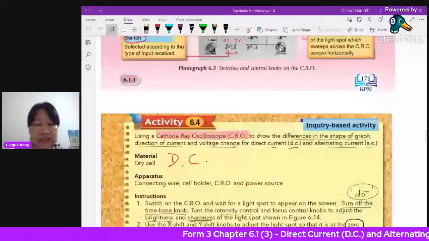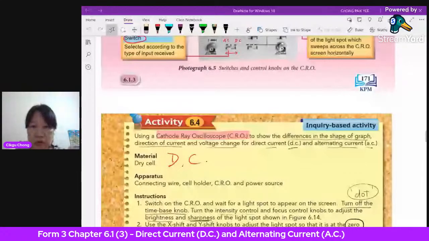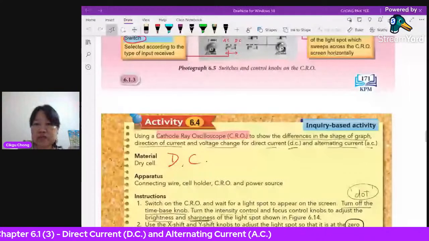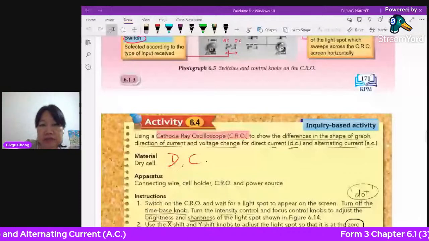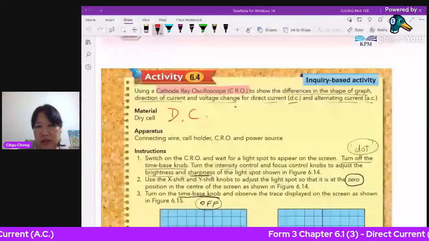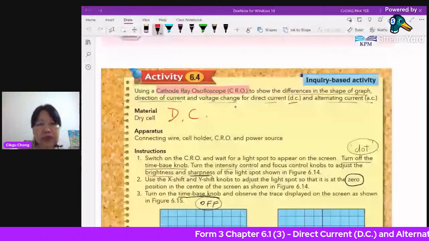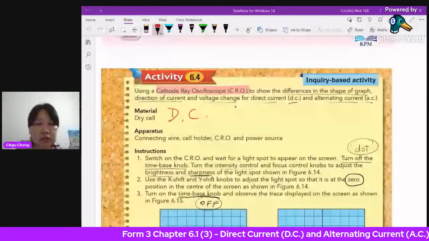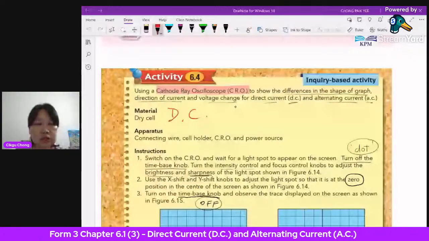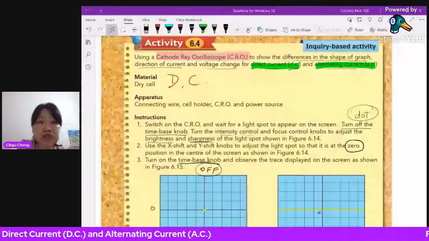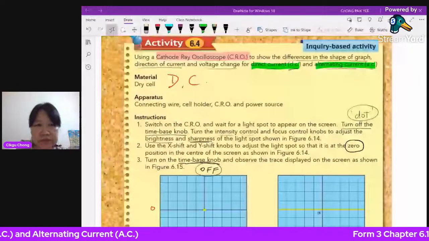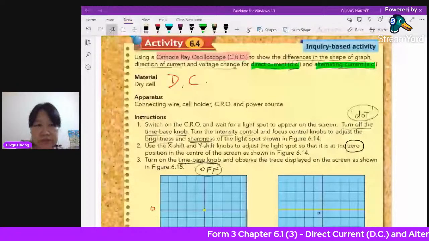So now you use a cathode ray oscilloscope, we call it C.R.O. for short, to show the difference in the shape of the graph, direction of current, and the voltage change for two types. You're going to test for AC and also DC. So first of all, let's do DC, direct current. So you need to have a dry cell. If you want to test direct current, you need dry cell batteries for short. So you connect the dry cell to the C.R.O.